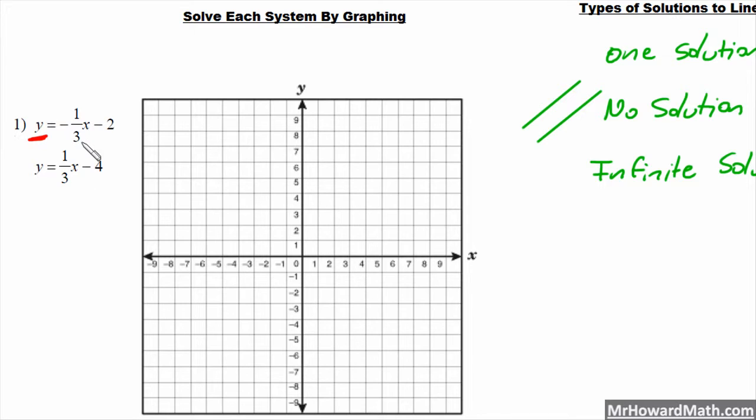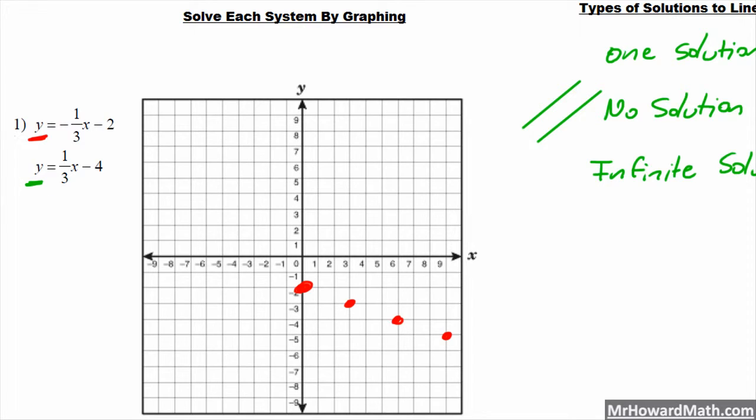We graph it. This is in slope-intercept form, so this is my y-intercept, -2. Then I use my slope of -1/3 to get to the next point: down 1, over 1, 2, 3. Plot another one, down 1, over 3. Plot another one, down 1, over 3. So there are the points for that line. We'll plot it in a moment.